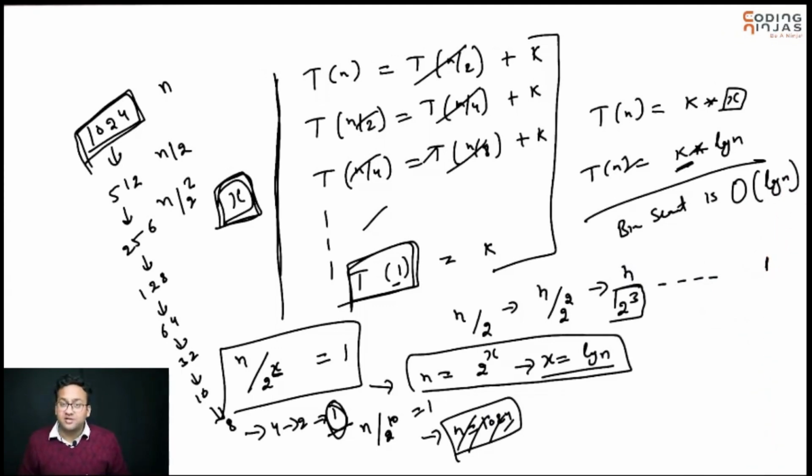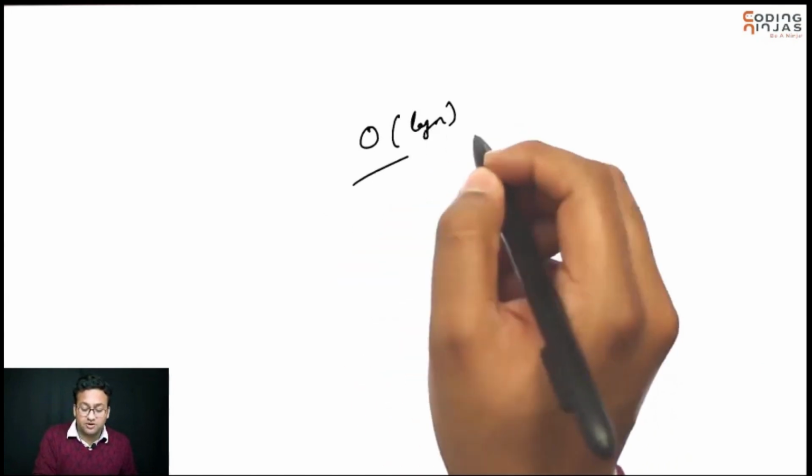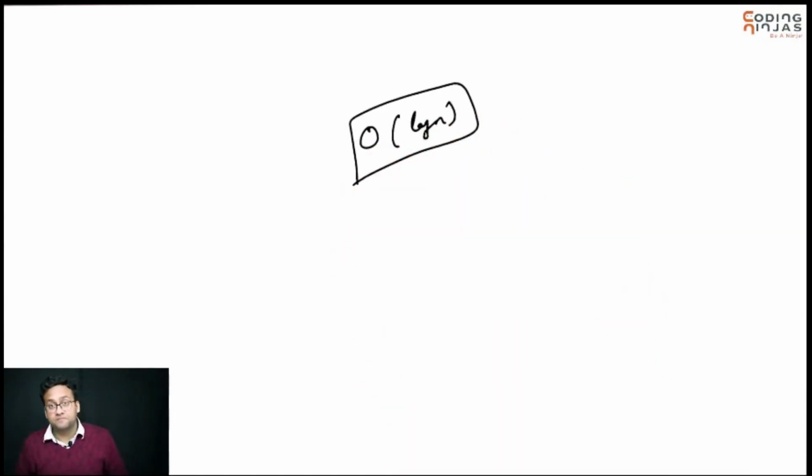Extremely fast. Compared to linear search, which takes n time, it's big O of n. Binary search is big O of log n. It's super fast. Obviously it requires the array to be sorted. That's a problem in itself, right? But binary search in itself is an amazing algorithm with time complexity of big O of log n. Okay.